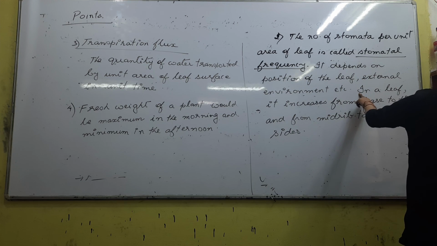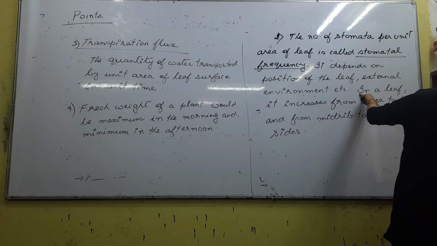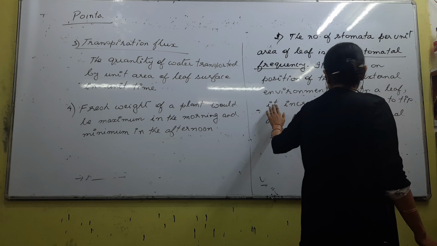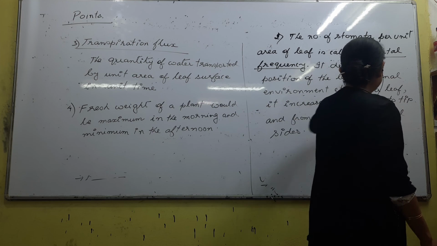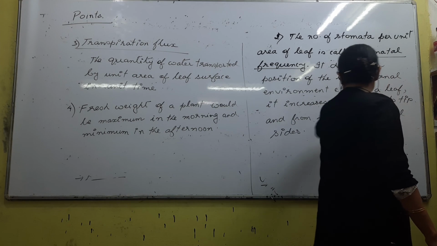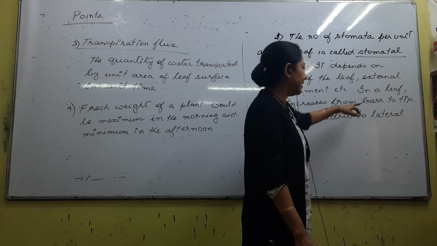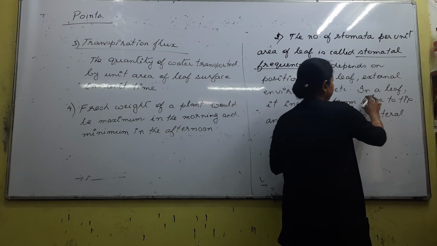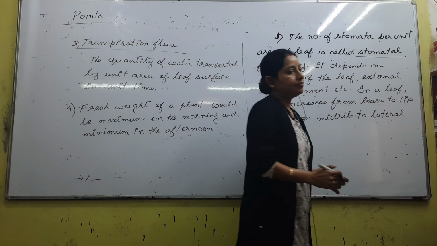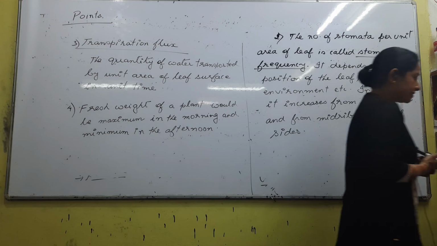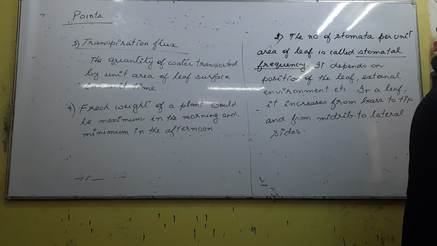In a leaf, it increases from base to tip and from midrib to lateral sides. Base to tip and from midrib to lateral sides. Midrib we understand is the major vein, and lateral sides means the sides of a leaf.